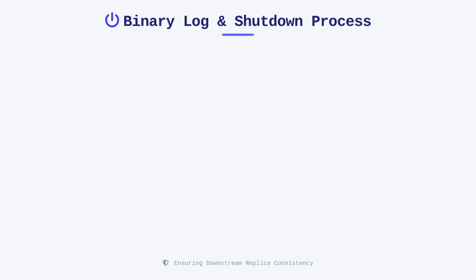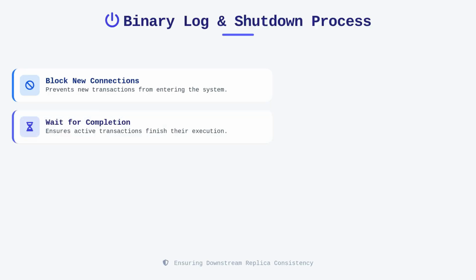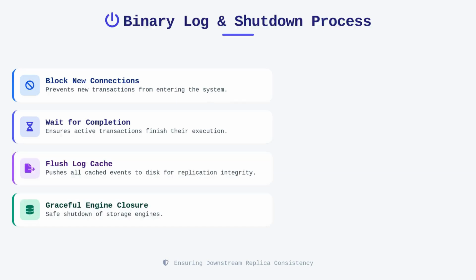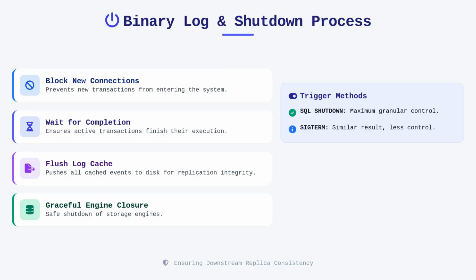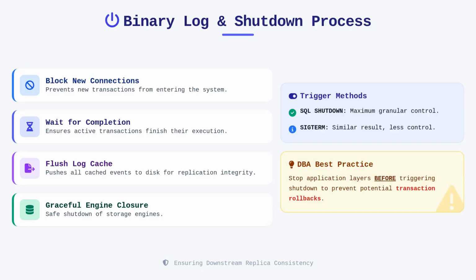When you initiate a shutdown command, the server blocks new connections, waits for currently executing transactions to complete, and then proceeds to close the storage engines gracefully. If you instead use a SIGTERM signal from the operating system, the outcome is largely the same, but you lose the granular control afforded by the SQL commands. Always verify that your application layers have stopped sending transactions before triggering a manual shutdown to prevent potential transaction rollbacks.